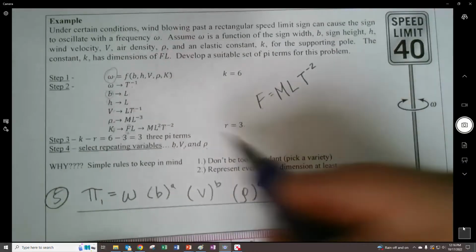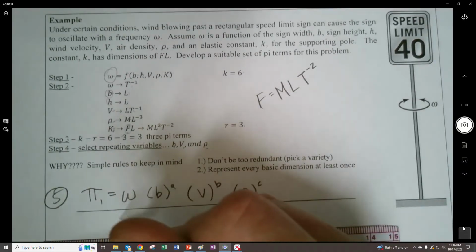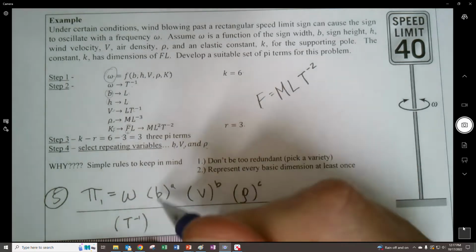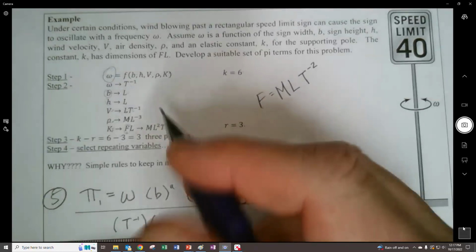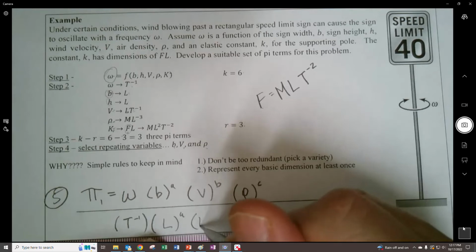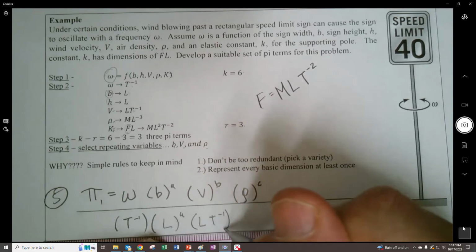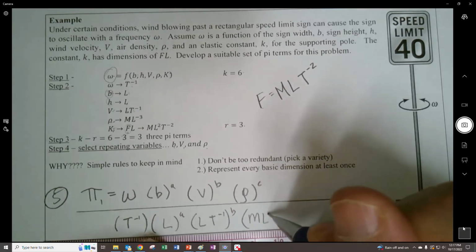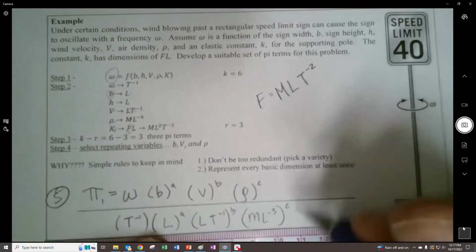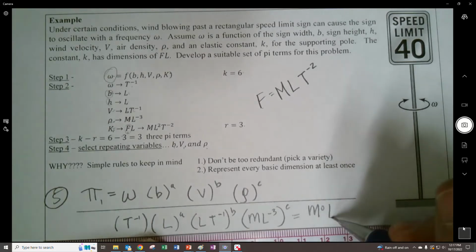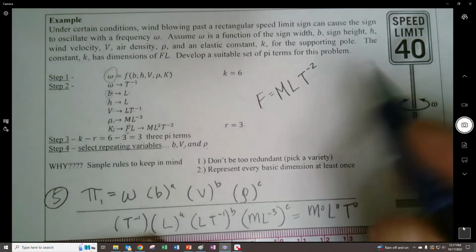And so underneath that, I am going to write out my time to the 1. And then this B is L to the A. V is going to be the LT minus 1 to the B. And then lastly, we're going to have M L to the negative 3 C. And we want to set that equal to M0 L0 T0.